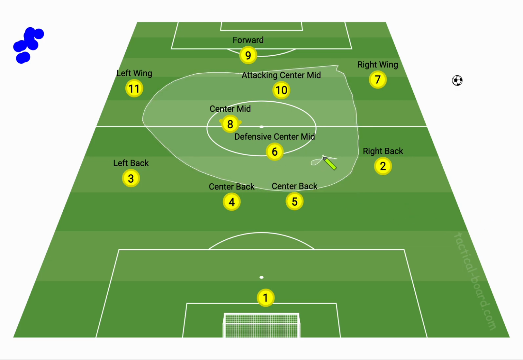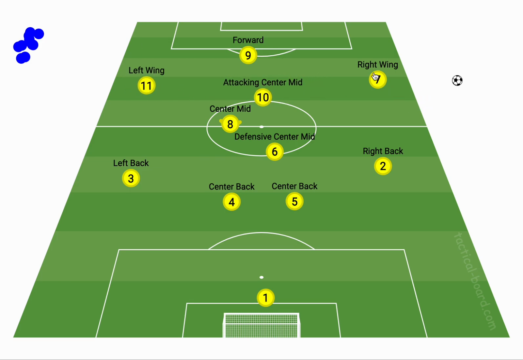Also, if we control this area of the field, we're then able to move the ball forward to this area of the field, okay, where we want to be. We want to be attacking this box up here. And that gets us to our attacking center mid, our left wing, and our right wing.